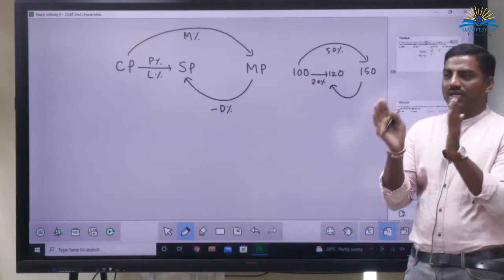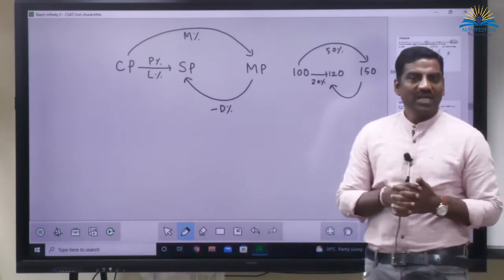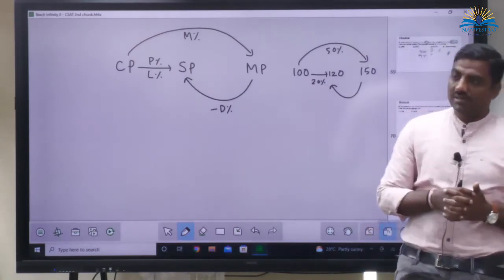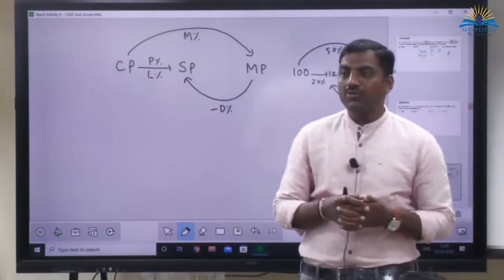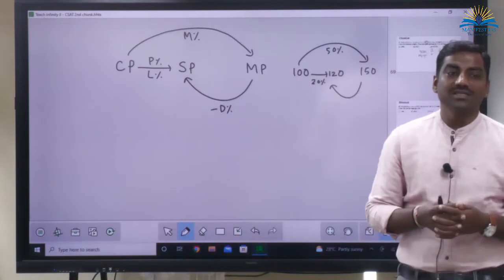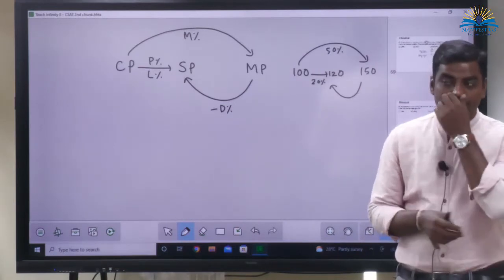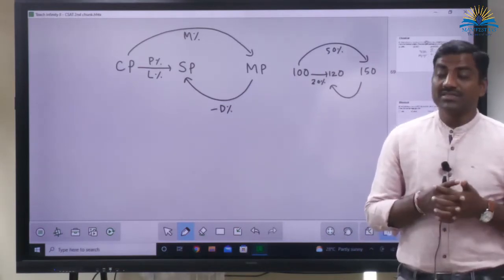150 is printed on the pack. Finally, the shopkeeper is giving you that particular pack at 120 rupees. What is the discount percentage?